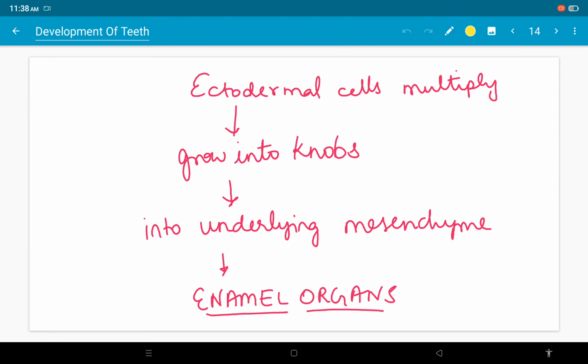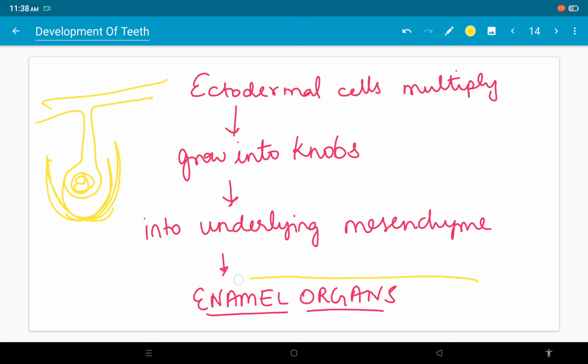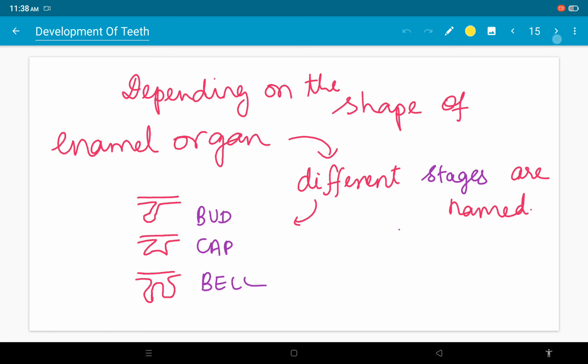What happens inside the dental lamina? Inside the dental lamina, the ectodermal cells multiply and grow into knobs. Inside the knobs, it actually penetrates into the underlying mesenchyme. So this is the underlying mesenchyme. It penetrates into the underlying mesenchyme, and at this stage it is known as the enamel organ.